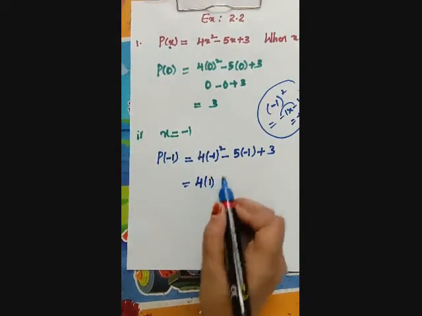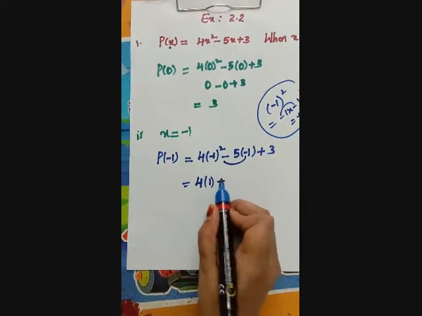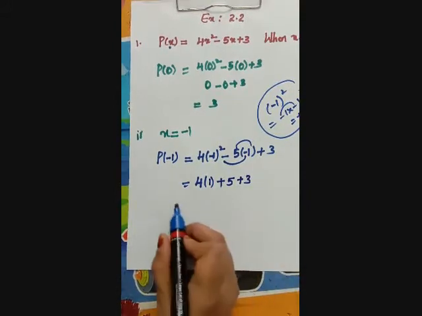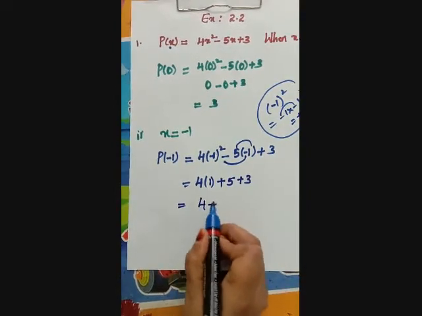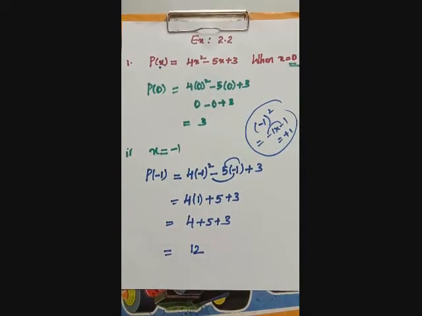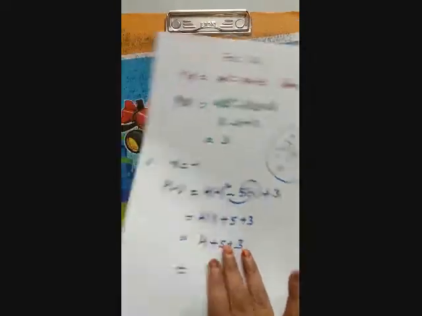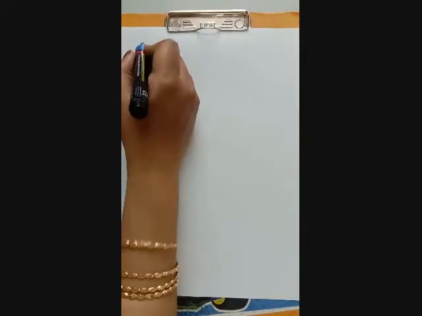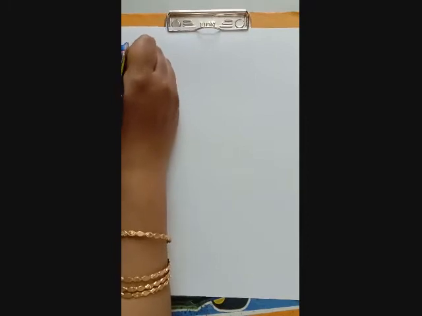4 into 1, and again minus into minus is plus, so 5 ones are 5, plus 3. Add it up: 4 plus 5 plus 3 is 12. Next bit, same thing, continuation. When x is 2, this is the third one.